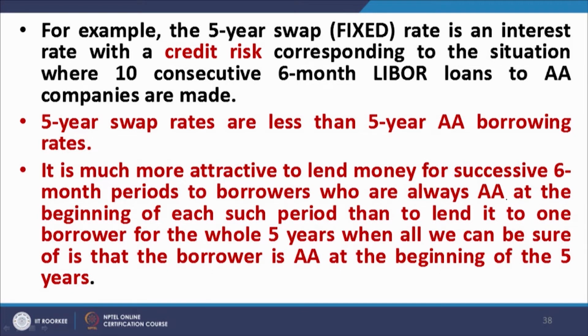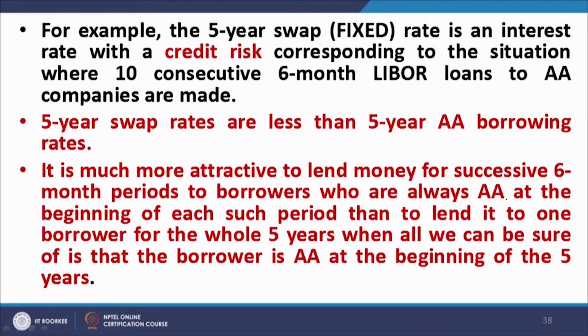Why is that? Because you see, when you are talking about a 5-year AA borrowing rate, that rate is determined at t equal to 0, and that rate is fixed for the entire 5-year tenure of the loan. I repeat, when we talk about the AA borrowing rate for 5 years, what we are trying to say is that this interest rate will hold irrespective of what happens in the next 5-year period. The lender does not have discretion to modify that rate over the life of the loan.